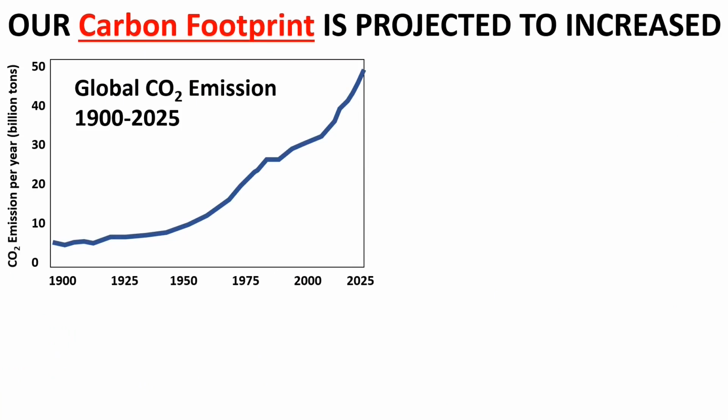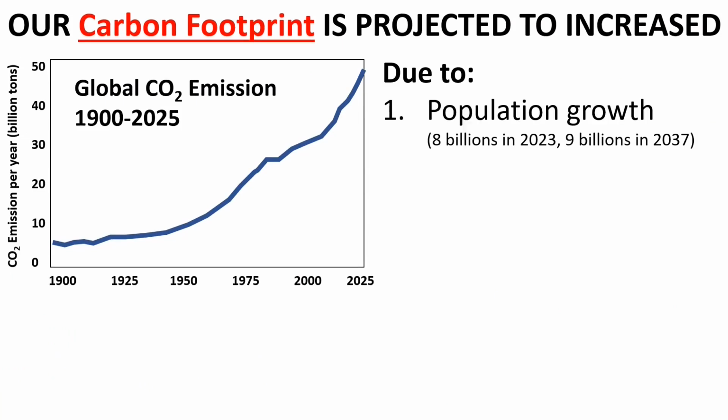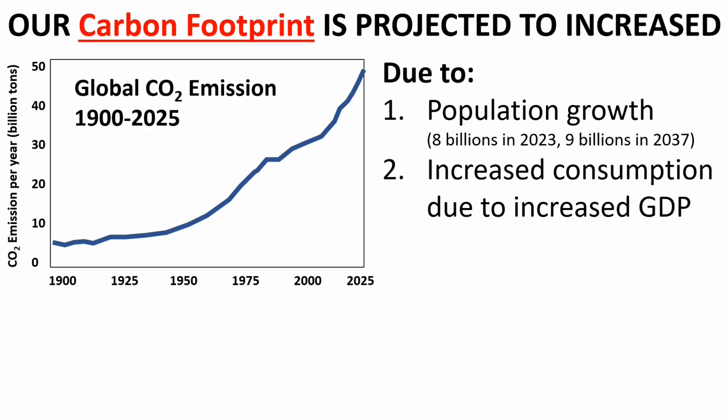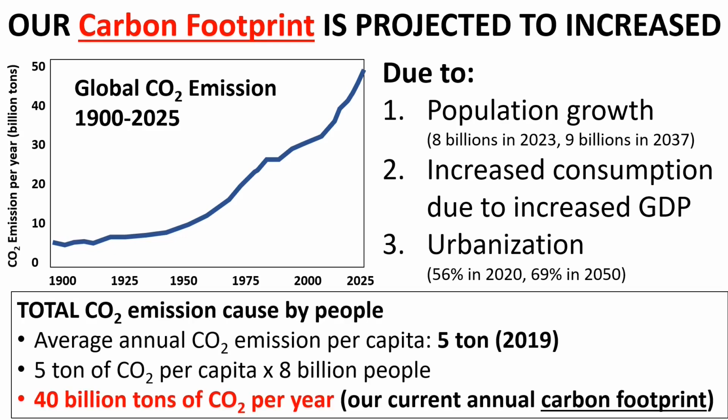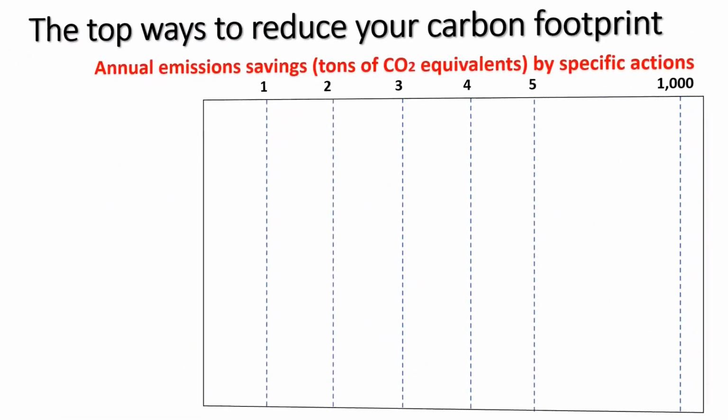Unfortunately, our carbon footprint is projected to increase, mostly due to the following reasons. First, population growth. We will reach 8 billion by 2023 and 9 billion by 2037. Second, our GDP is expected to continue to grow, which will lead to higher consumption. And third, and lastly, urbanization. 56% of the world population is currently living in urban areas and will increase to 69% by 2050. Our total CO2 emission or our annual carbon footprint is 40 billion tons per year. Therefore, it is very important for us to find a way to offset this amount.